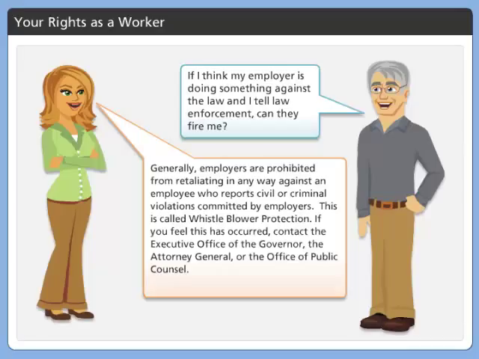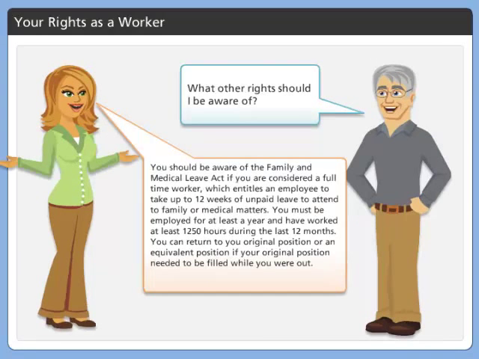If I think my employer is doing something against the law and I tell law enforcement, can they fire me? Generally, employers are prohibited from retaliating in any way against an employee who reports civil or criminal violations committed by employers. This is called whistleblower protection. If you feel this has occurred, contact the Executive Office of the Governor, the Attorney General, or the Office of Public Counsel. What other rights should I be aware of?